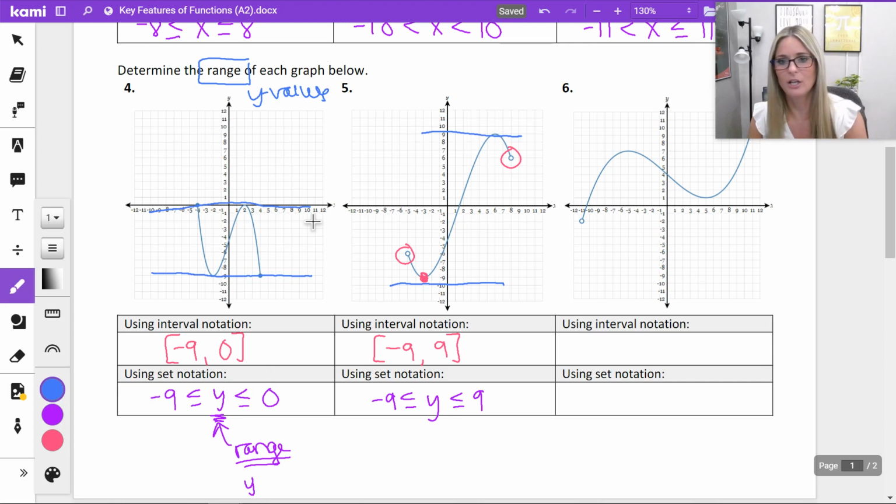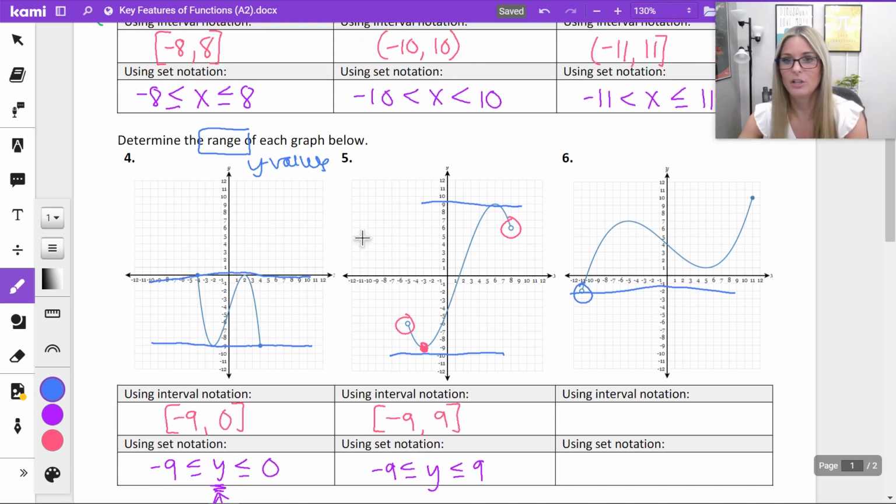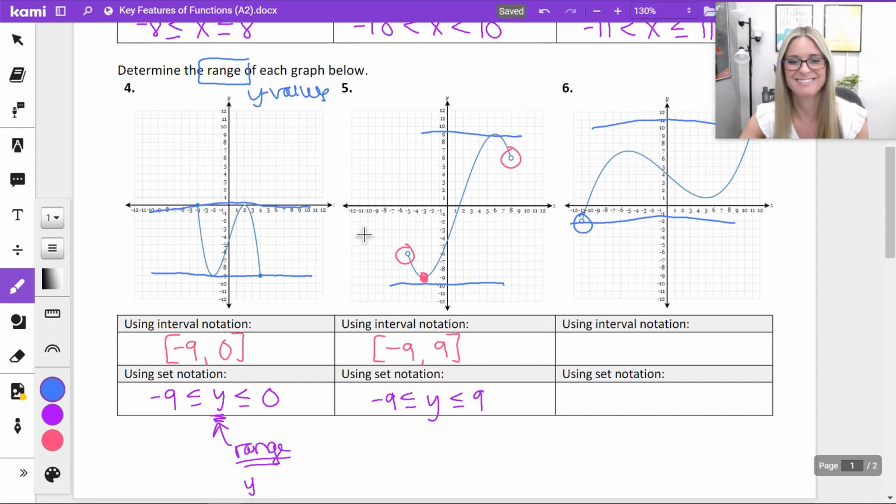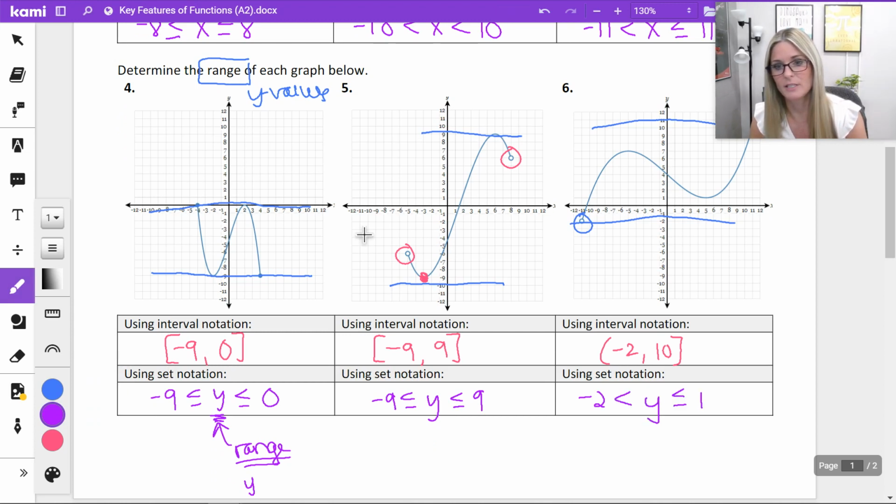Our last one, how low did it go? It has an open circle at -2. And we have a closed circle at +10. How low does it go? -2. How high does it go? 10. Interval notation, -2, but it was an open circle, so parentheses, -2, up to that +10, and it had a solid circle. Set notation: -2 is less than y, less than or equal to 10.